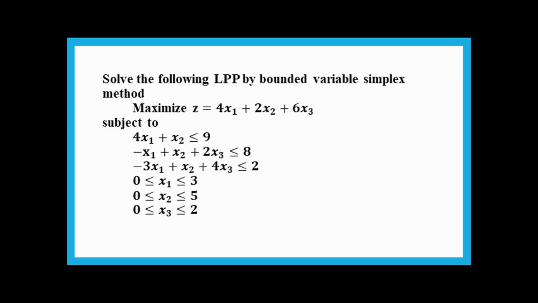Here, maximize z equals 4x1 plus 2x2 plus 6x3, subject to 4x1 plus x2 less than or equal to 9, minus x1 plus x2 plus 2x3 less than or equal to 8, minus 3x1 plus x2 plus 4x3 less than or equal to 12. The non-negative restrictions are 0 less than or equal to x1 less than or equal to 3, 0 less than or equal to x2 less than or equal to 5, 0 less than or equal to x3 less than or equal to 2. Now we can convert to the standard form.